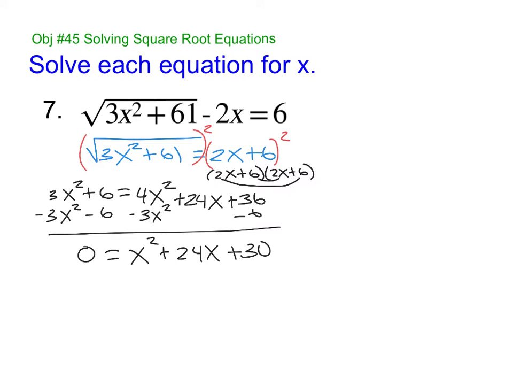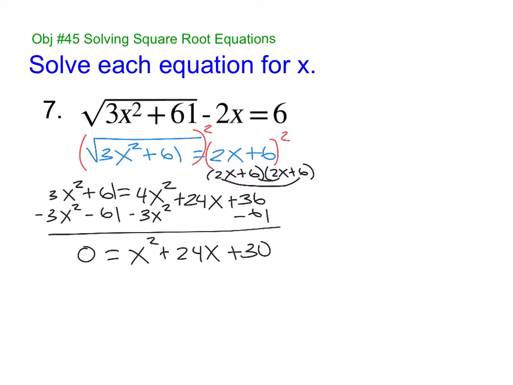What multiplies to 30 and combines to 24? 2 and 15, 3 and 10, 5 and 6. Ooh. Does this not factor? Uh-oh. Or did I do that wrong? 12? No, 12 and 12 is 24. Uh-oh. Oh, that's 61. Oh, 61.